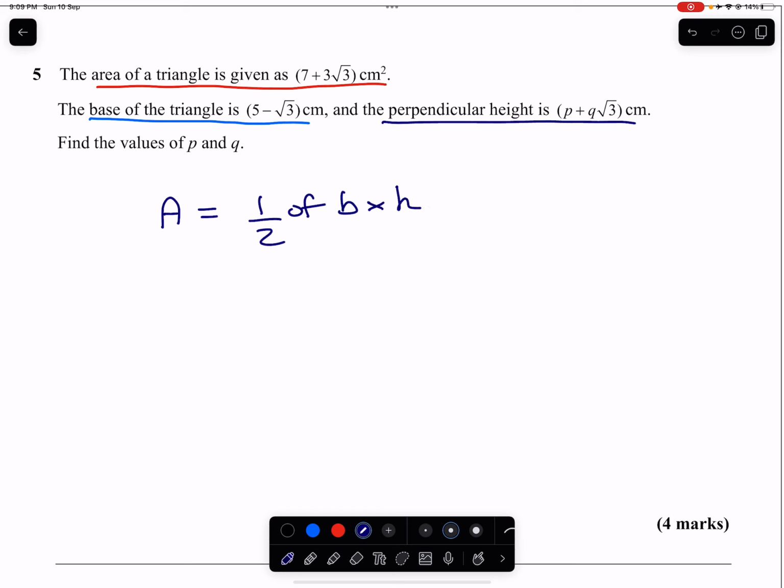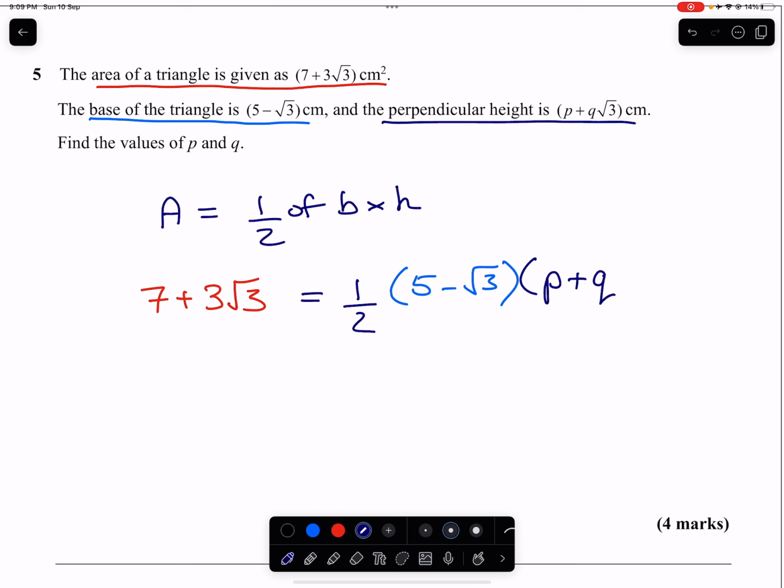So substituting all the values that we have here, our area is 7 plus 3 root 3. Our base of our triangle is, and I'll put this in a bracket, 5 minus root 3. And our perpendicular height is p plus q root 3. Now, it might seem logical to break out this bracket. After all, whenever you're solving equations with letters, why wouldn't you break out the brackets?